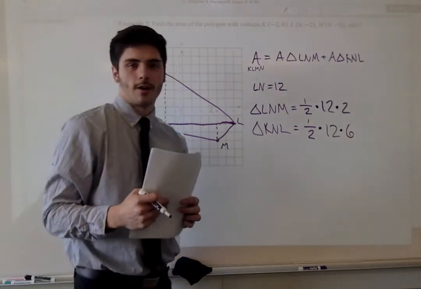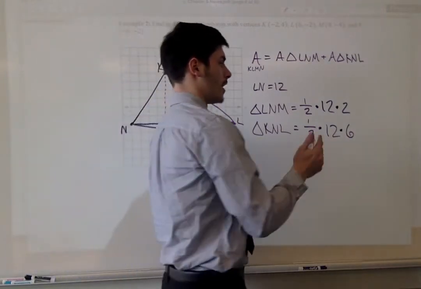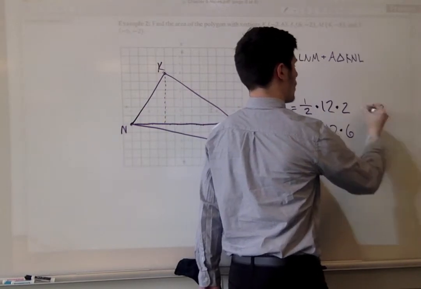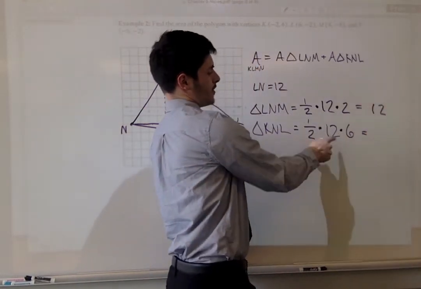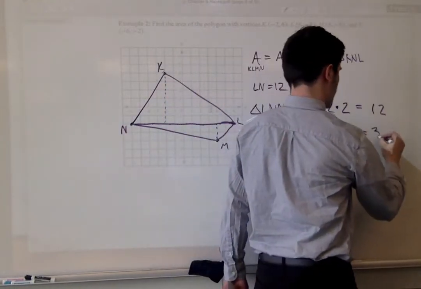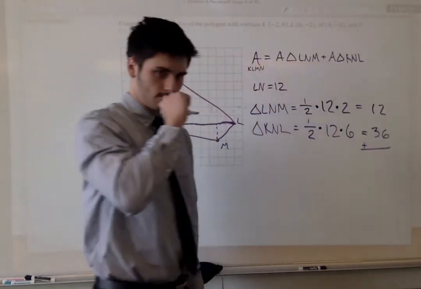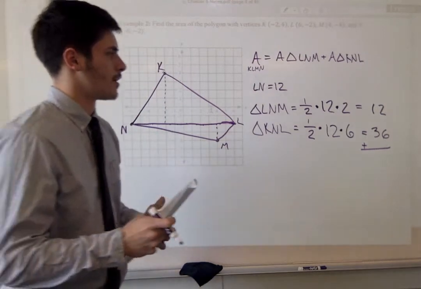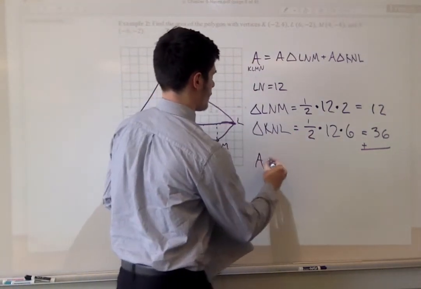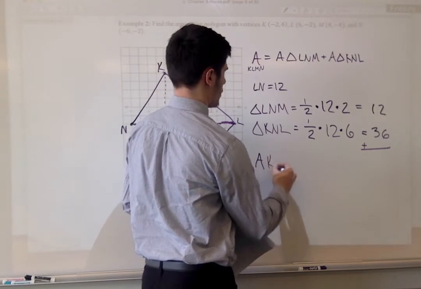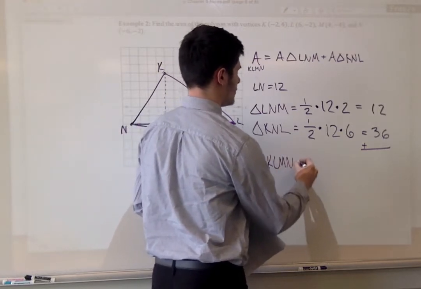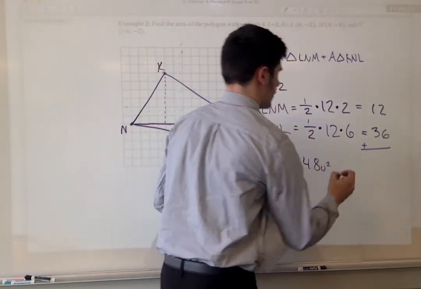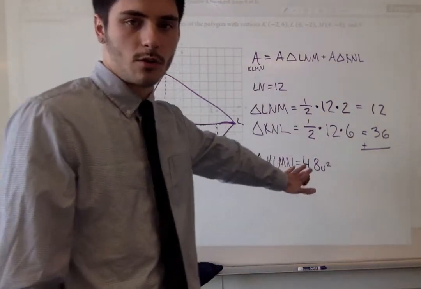And so we can find the sum of this and add them up, and we'll find that 1/2 times 12 is 6, 6 times 2 is 12. 1/2 times 12 is 6, 6 times 6 is 36. We'll add those products up to find the area of the entire figure, and we will find that the area of KLMN is equal to 48. And we're always going to put our units on there. So right now we're just going to do units squared.